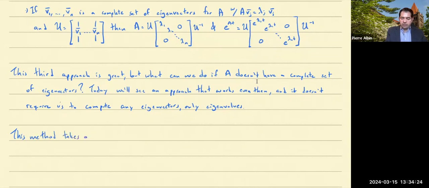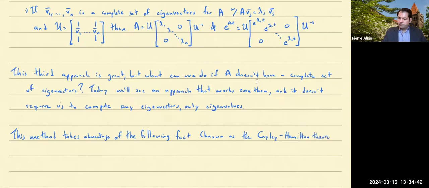This method takes advantage of the following fact, known as the Cayley-Hamilton theorem. Right, so here Cayley is one of the mathematicians who developed the theory of matrices in linear algebra. Hamilton is the mathematician who came up with the quaternions.